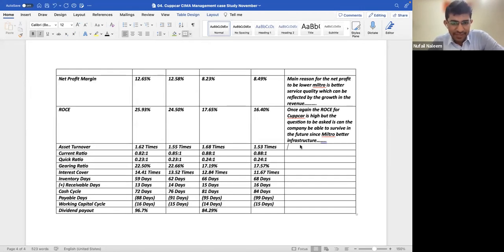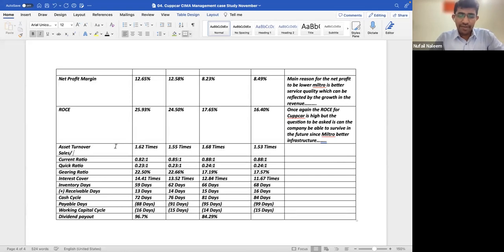So that is clear. Now, if you observe the asset turnover, students, how did I calculate it? Sales divided by capital employed. I did not take asset. Sales divided by capital employed. Capital employed is, students, equity plus loan. Okay, that is cap emp, how much money you employed into the organization. Now, students, 1.62, 1.55, 1.68, 1.53. You are effectively seeing 1.62, 1.55, 1.68, 1.53. So I can effectively say one thing.